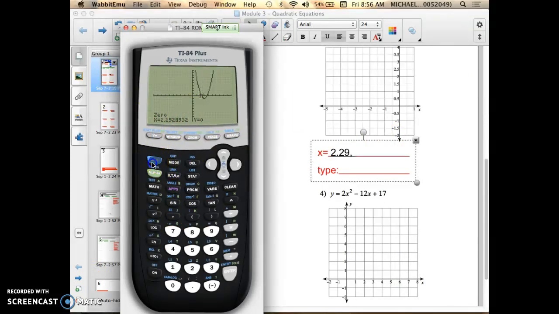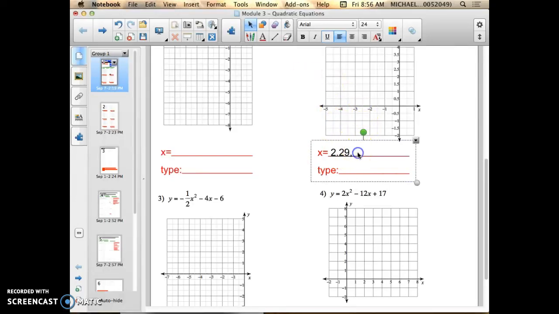So I hit second, trace, 0, the second option. And I'm going to move over, and left bound now is below the x-axis, but it's still left of the other root. I hit enter, move up to the right bound above the x-axis, hit enter, and then I'm going to guess at that spot. The other 0 is 3.71. The 7 rounds up the 0 to a 1. So the other 0 then that we have found is 3.71.